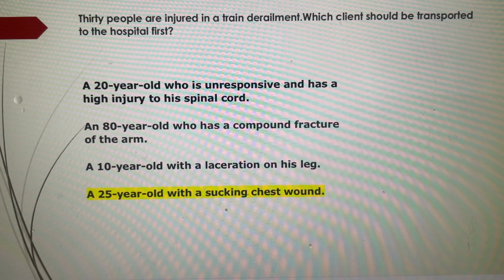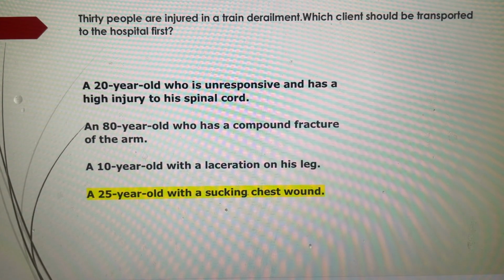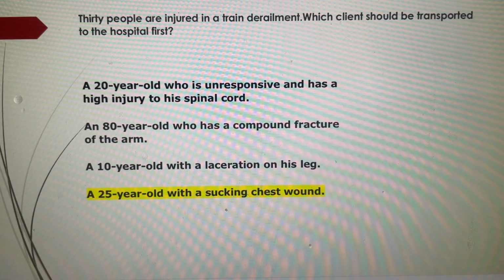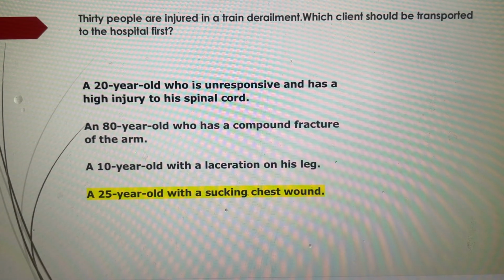START means simple triage and rapid treatment. Basically, it organizes or labels patients based on their severity and their need for immediate care based on color, right? So this first one, as you can see, is unresponsive. So we will categorize this 20-year-old as a black tag or expectant.